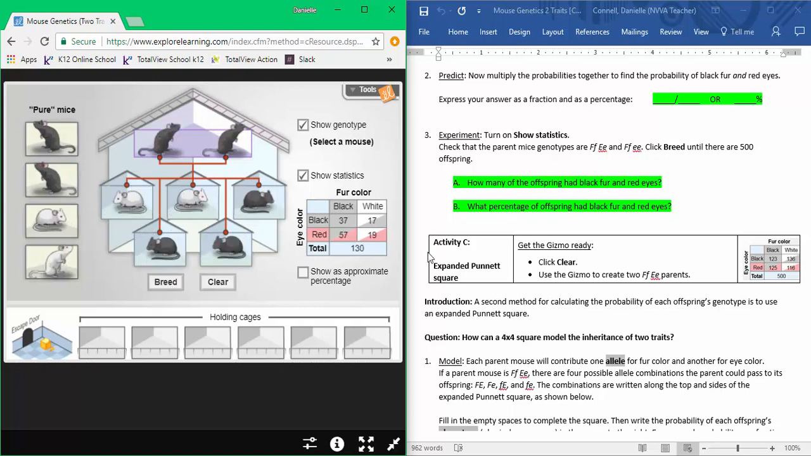So I'm just going to stop for time's sake and then answer these 2 questions. How many of the offspring had black fur and red eyes? So again, we're just back to reading this chart. Then it said what percentage of offspring had black fur and red eyes. So make sure that you click that box down at the bottom for approximate percentage. And then we're on to part C.